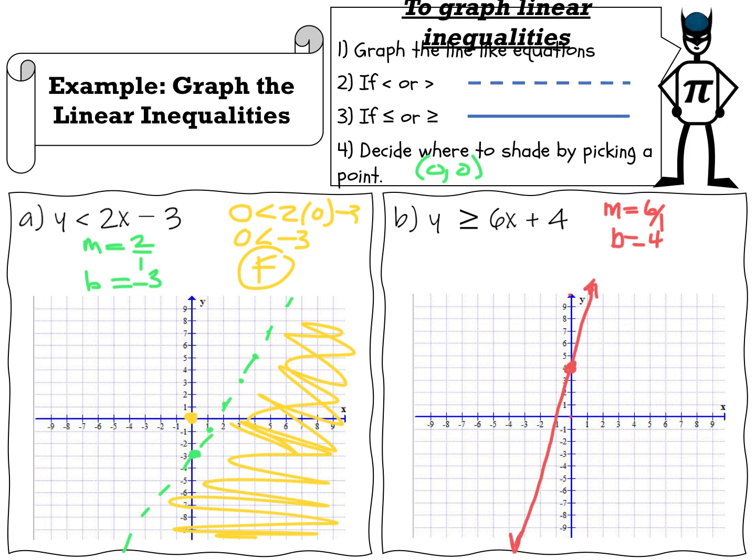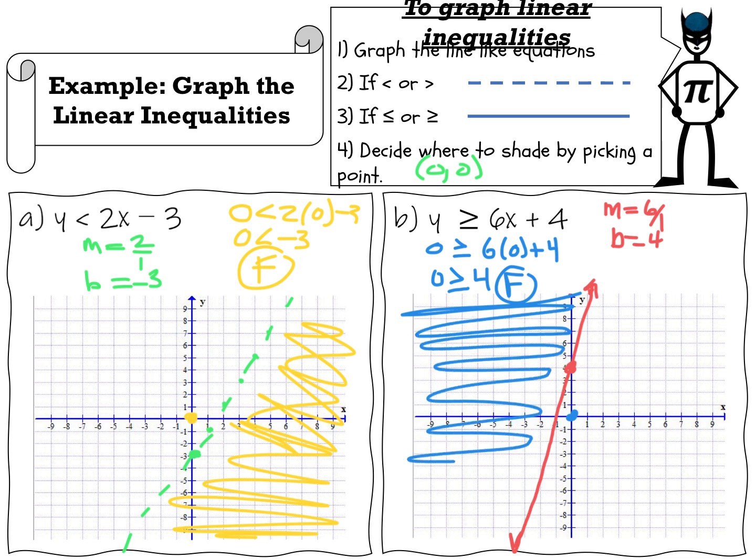And then I just have to decide where to shade. To decide where to shade, I'm going to pick a point not on the line. 0 greater than or equal to 6 times 0 plus 4 gives me 0 greater than or equal to 4. This is a false statement. Because it is false, I'm going to shade away from that point.